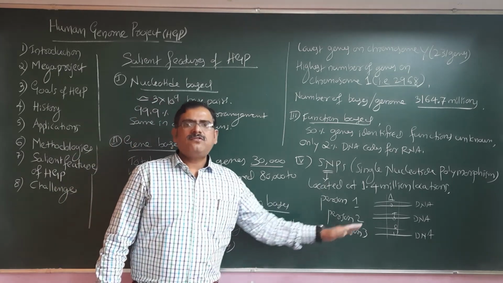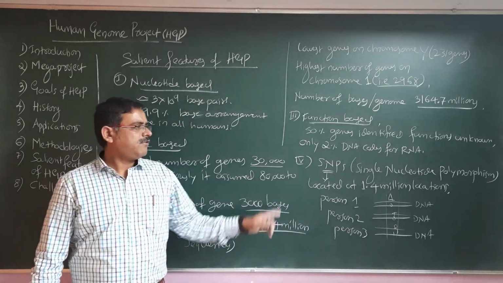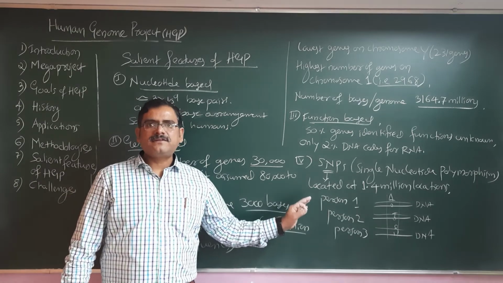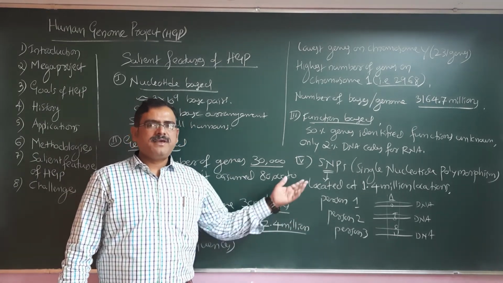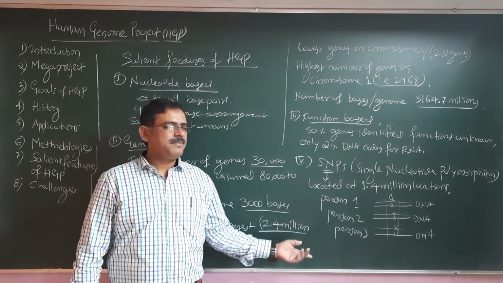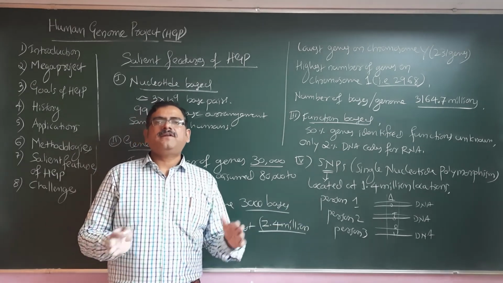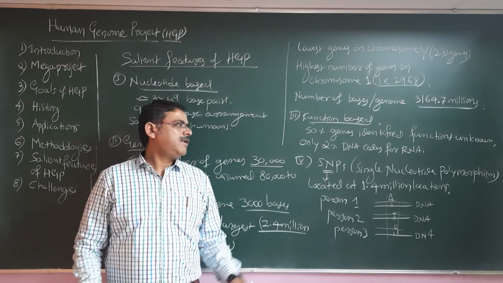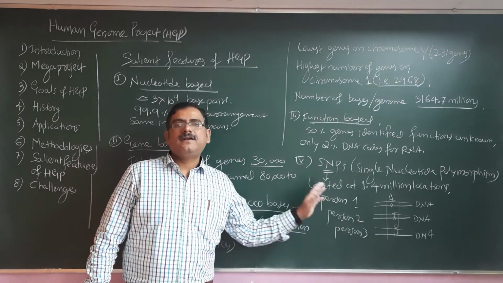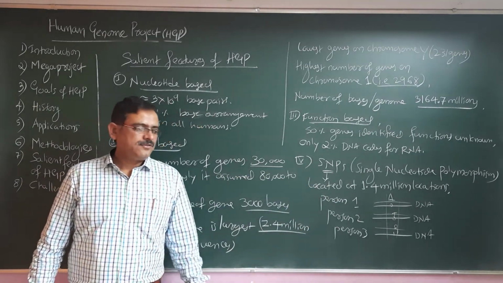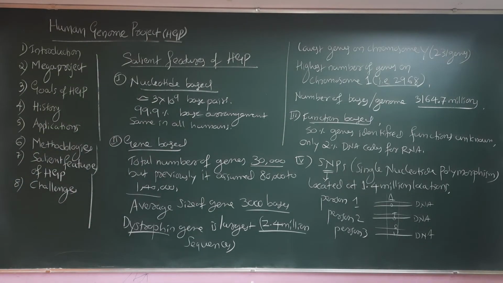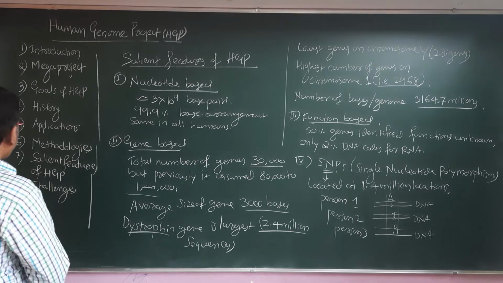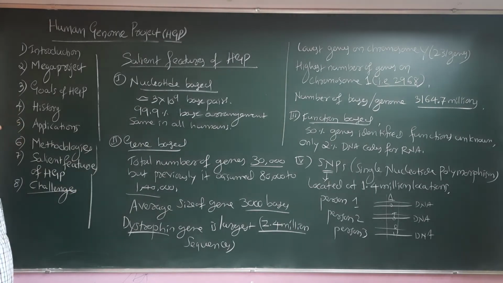And every human has 1.4 million locations where they have their particular sequence of base, and they differ from person to person. It means how a person is different from another person is because of these 1.4 million locations where the DNA is different. So this is all about the salient features of the Human Genome Project. What are the challenges?